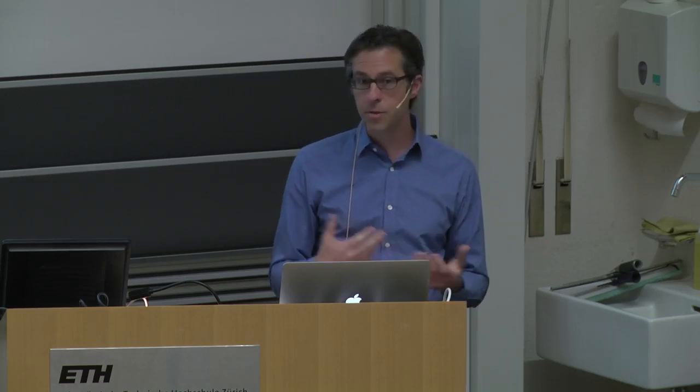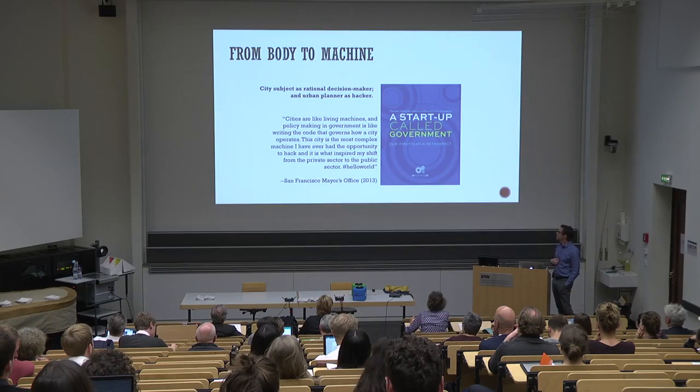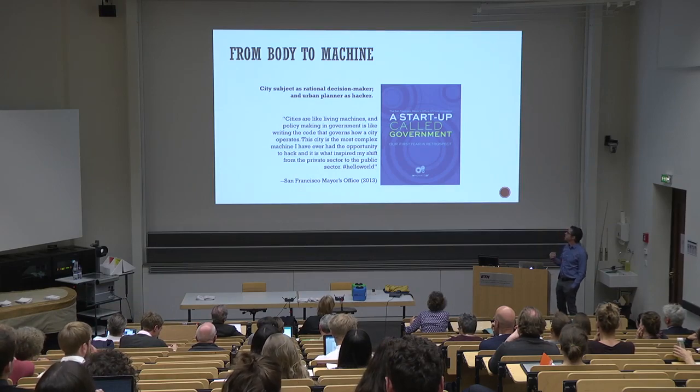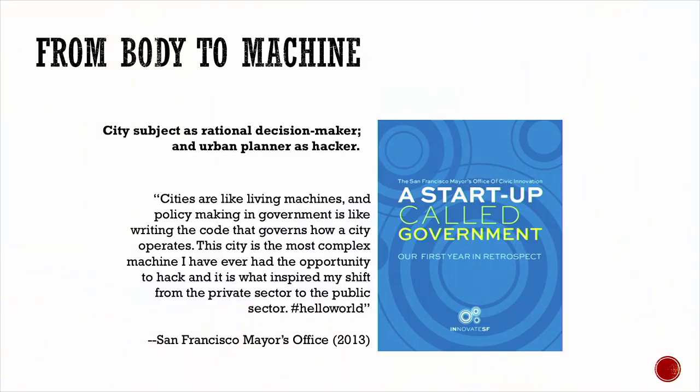So this is a model of the smart city that has been used to some success. As we think about what a smart and responsive city means, essentially now we're thinking about this machine not as a body where the civic organization has the ability to remove cancer, but instead as a machine that we have the ability to tweak and to hack. And this is from the San Francisco mayor's office, something they published in 2013, which I think is worth sharing. They say cities are like living machines, and policymaking and government is like writing the code that governs how a city operates.